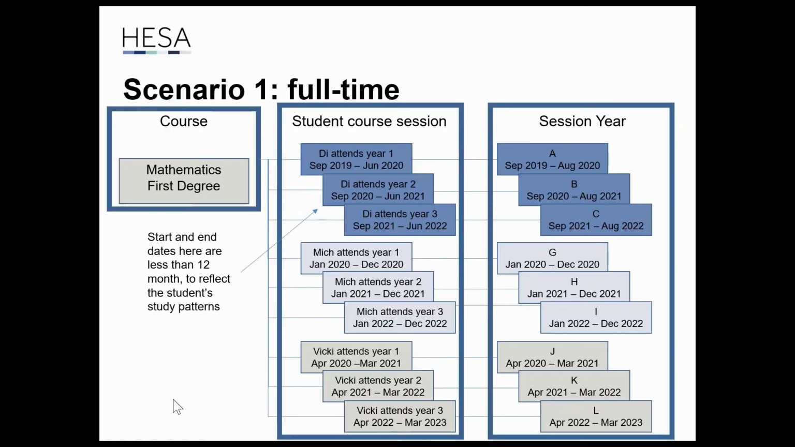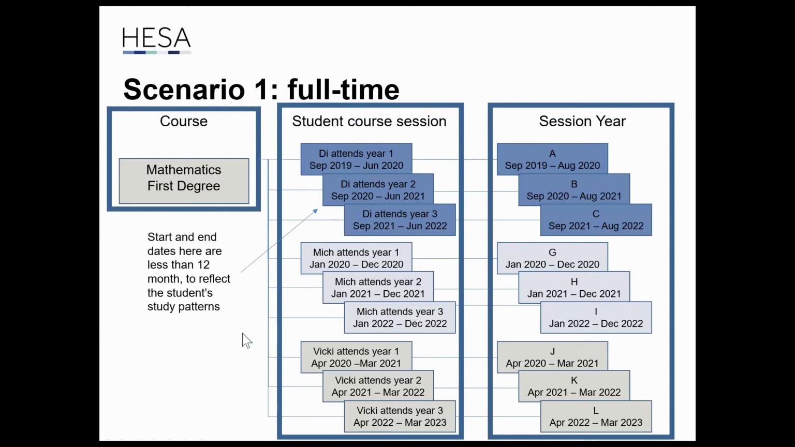Thank you. As I said, we've got a couple of simple examples to start with, and quite a few more complicated ones as we go through this. So looking at a general full-time student doing a pretty standard pattern of study, studying for 3 years, not taking any breaks and not doing anything particularly special in the middle. On this one, we've got a course, a maths degree, a first degree, so it's an undergraduate course. You can see here I've got 3 different students drawn up: Di, Mitch and Vicky.